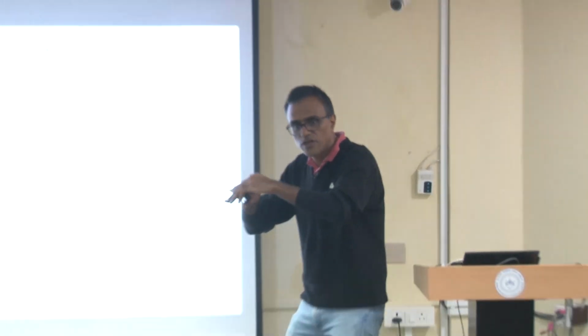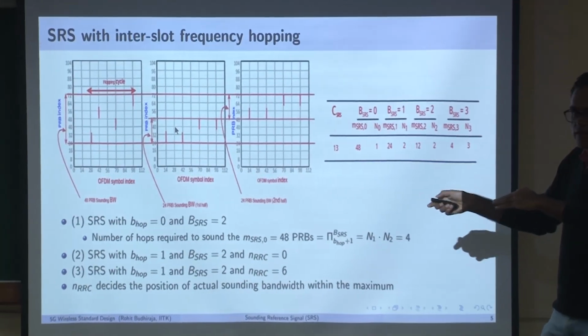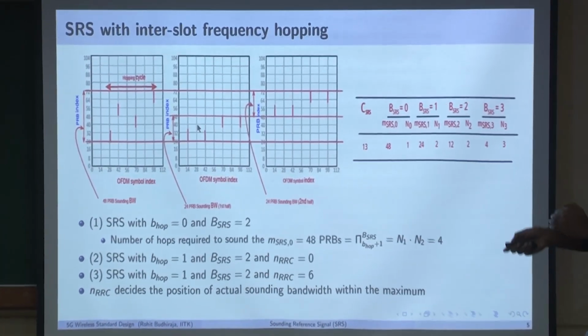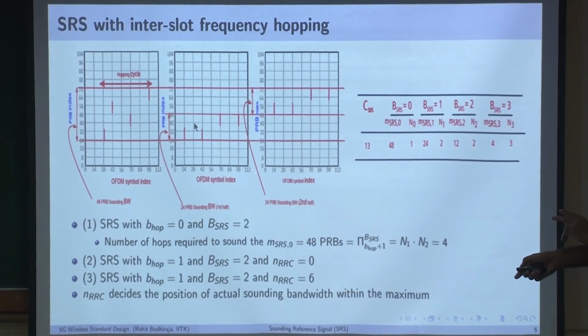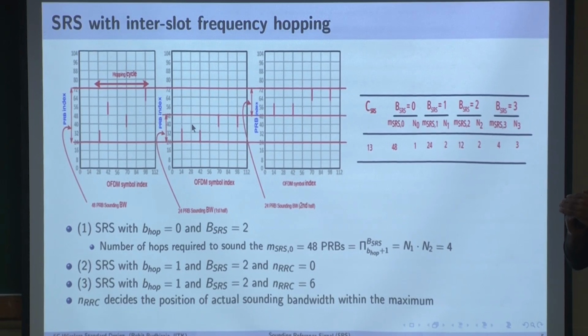Okay, let's look at this. So B hop is 1, actual sounding bandwidth is 24, right? When NRRC is set to 0, which part of the bandwidth are you sounding out? The bottom half, because the total sounding bandwidth is 48, right? If you set NRRC to 0, what does that mean? The offset for the actual sounding bandwidth is 0.